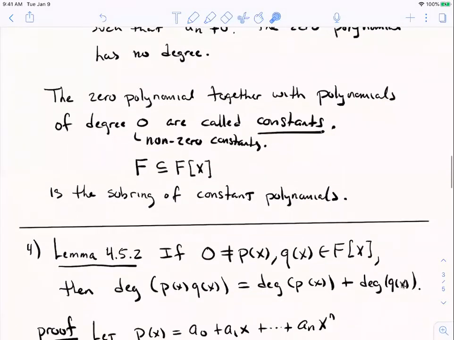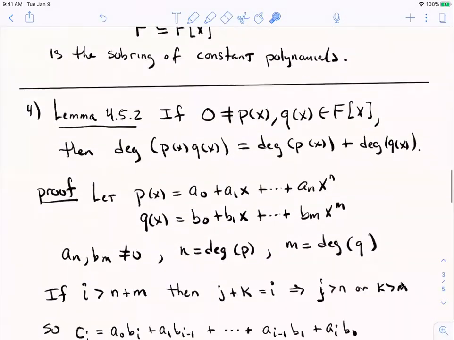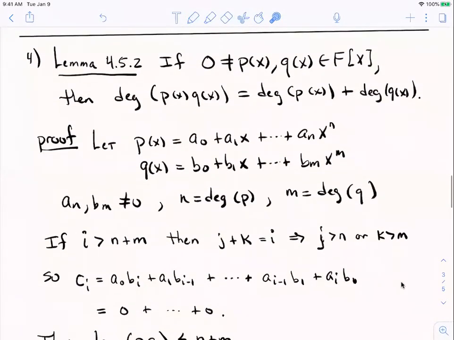Okay, so we're down to the fourth part. I want to show you that the polynomials form an integral domain. To do it, we need this key lemma. I'm using the same number as the author: it's 4.5.2, and it says the following, which again should sound very familiar.